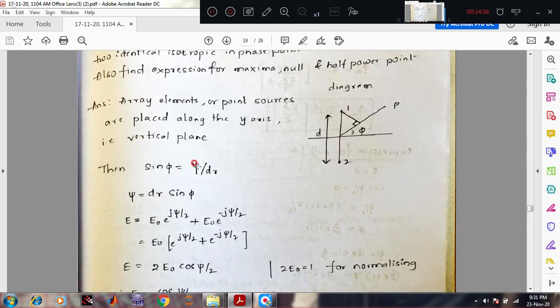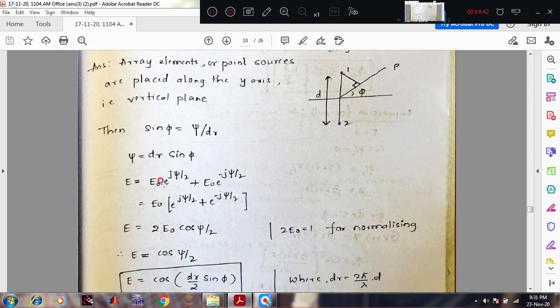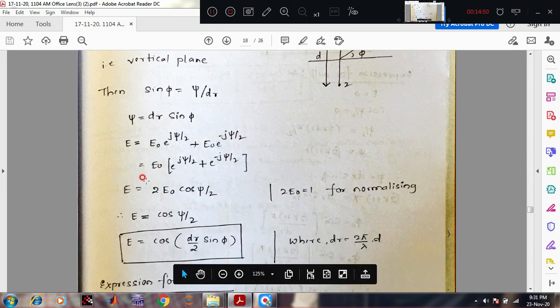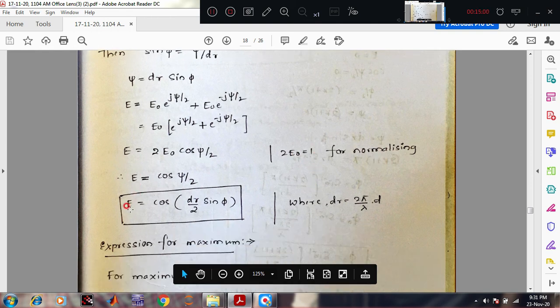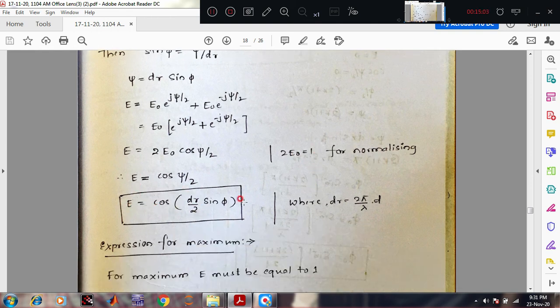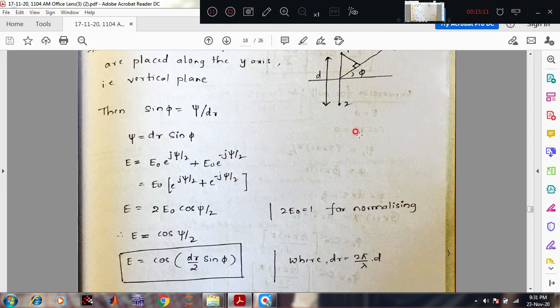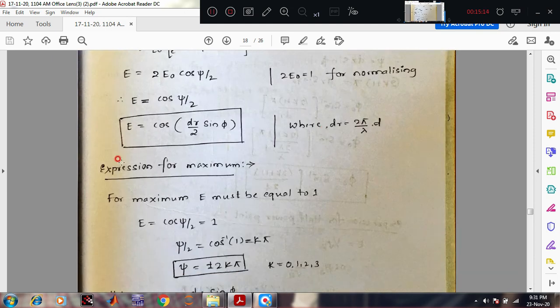Psi is equal to dr sin phi, we know this one. So E will be E naught e raised to j psi by 2 plus E naught e raised to minus j psi by 2. If I take E naught common, multiply and divide by 2, E will be 2 E naught cos psi by 2. Therefore E is equal to cos psi by 2, if I take 2 E naught as 1 for normalizing. Also dr is 2 pi by lambda into d, where d is the spacing between them.